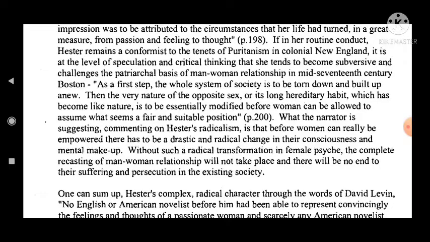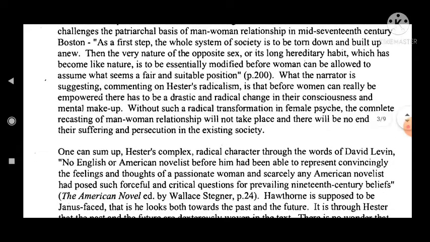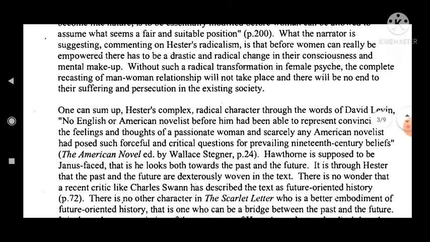What the narrator is suggesting, commenting on Hester's radicalism, is that before women can really be empowered, there has to be a drastic and radical change in their consciousness and mental makeup. Without such a radical transformation in the female psyche, the complete recasting of man-woman relationship will not take place. There will be no end to their suffering and persecution in the existing society.